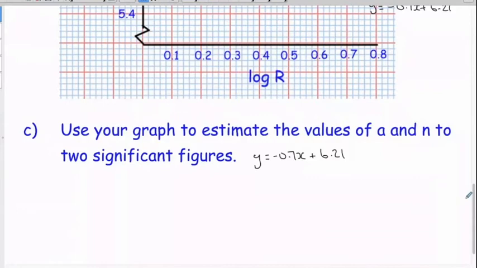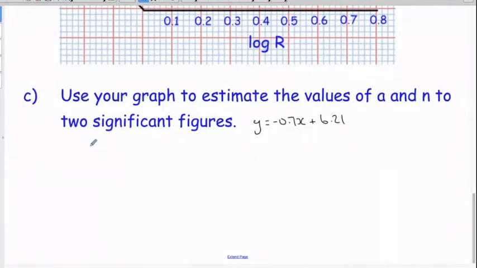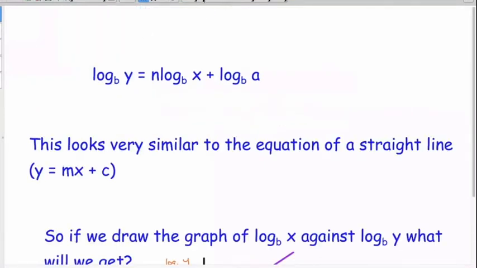How do we then use that to help us work out the P equals A R to the power of N? So let's write that down again. P equals A R to the power of N. And where did those values come from? Well, if you remember, the y was actually the log to the base 10 of P, and the x was actually log to the base 10 of R. So if we now look at our other equation that we wrote down, this one here, then the y-intercept, our 6.21, is equal to this log to the base b of A.